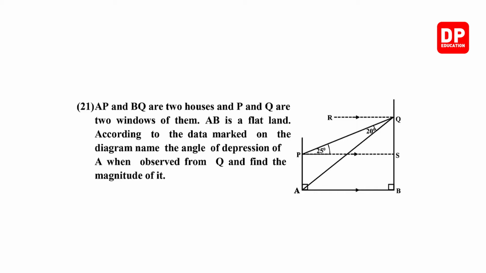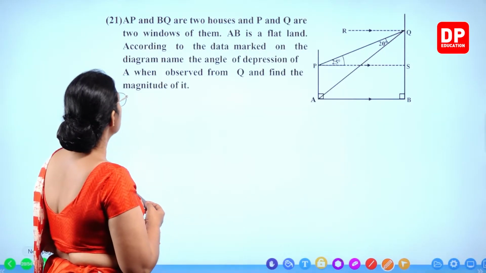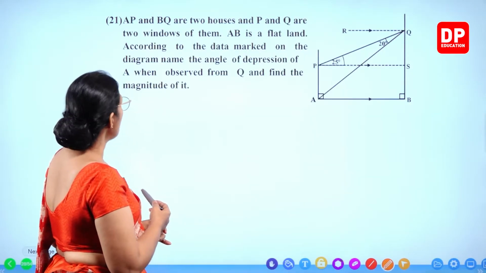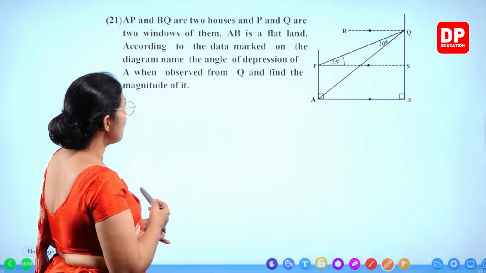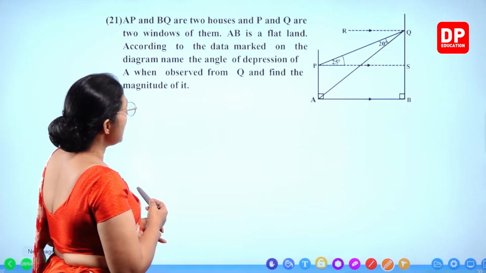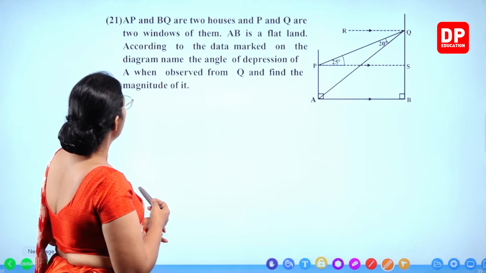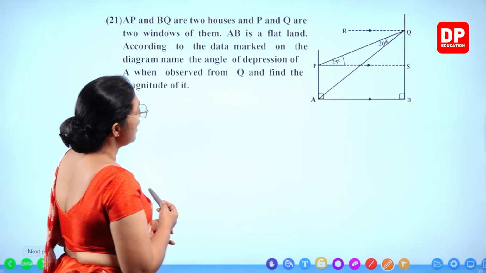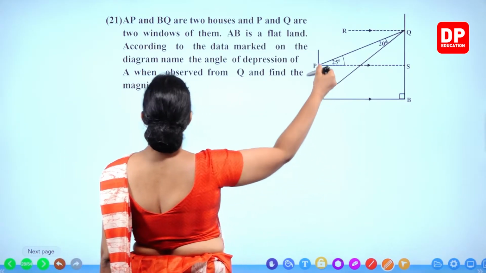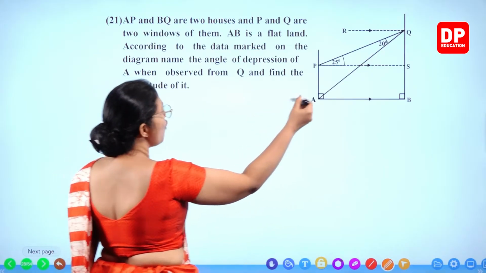Question number 21. AP and BQ are 2 houses, and P and Q are 2 windows. According to the data marked on the diagram, name the angle of depression of A. So here, looking down when observed from Q.